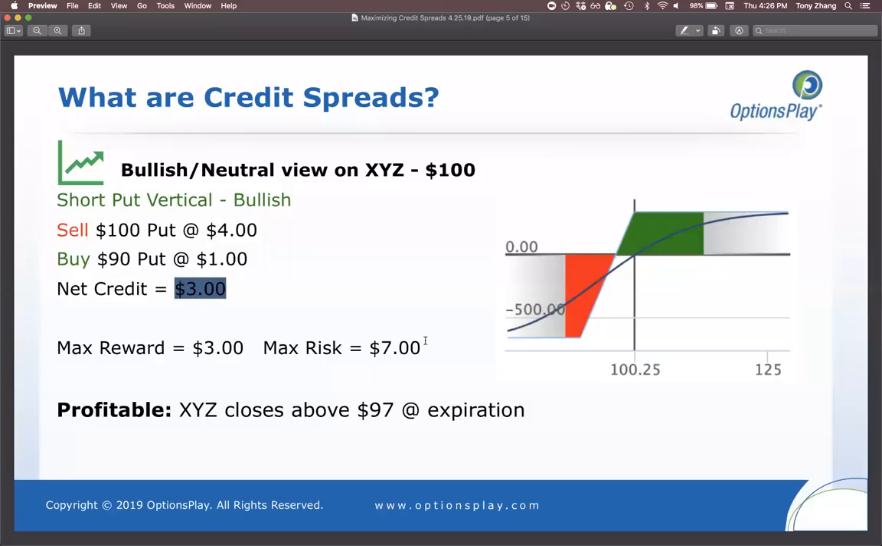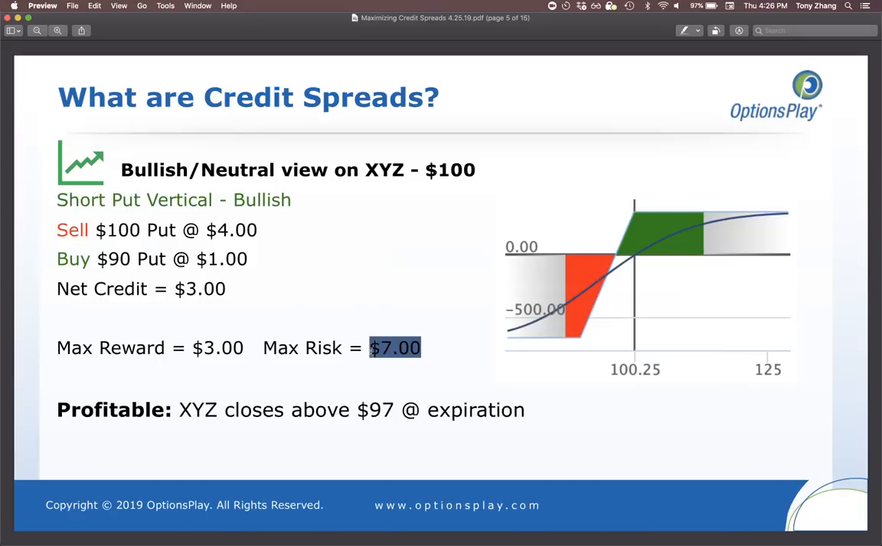So the $3 credit is your max reward, and your max risk is the difference between these two strikes, the $100 strike minus the $90 strike, which is $10, minus the $3 credit that you receive. So the max risk is $7. The opportunity you have with any credit spread or any debit spread, for that matter, is always the distance between the two strikes. Whatever your max reward is, the rest of it goes to your max risk, and vice versa. So when you're trading any type of spreads, your opportunity is defined by the difference between the two strikes.